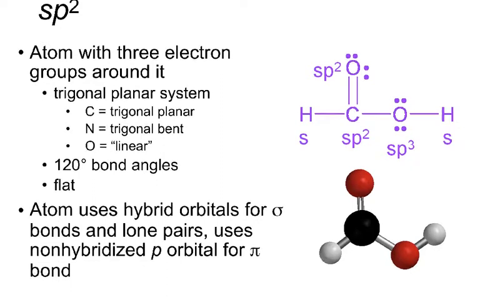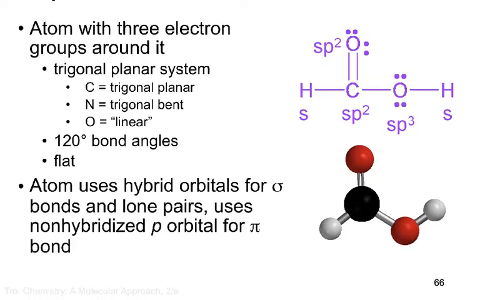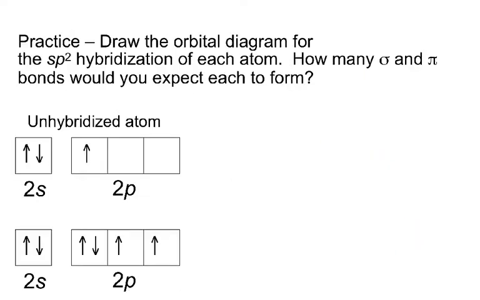So an sp2 hybrid is always going to be trigonal planar. For carbon, it's actually trigonal planar. For nitrogen, it's going to be trigonal bent. For oxygen, it's going to look linear because it's not going to bond to anything else. You're going to have the 120 degree bond angles and it will be flat. Hybrid orbitals are for sigma bonds and lone pairs. Non-hybridized p is for the pi bond.